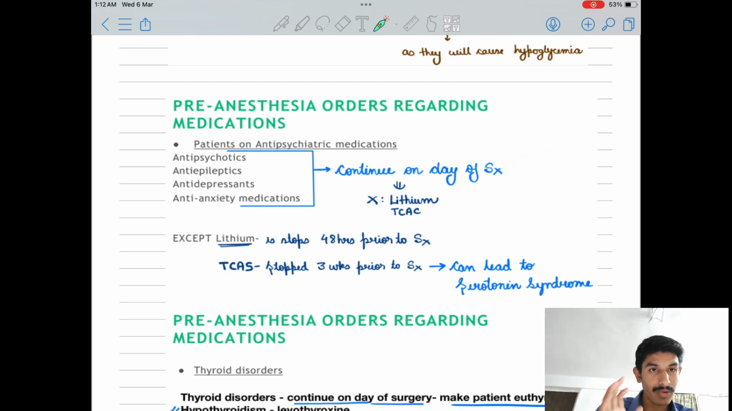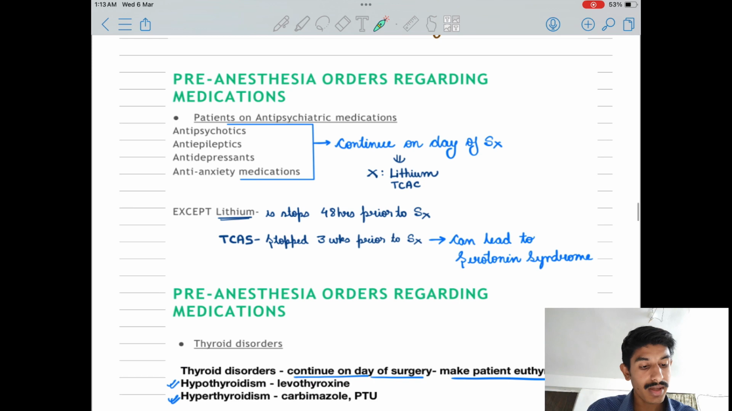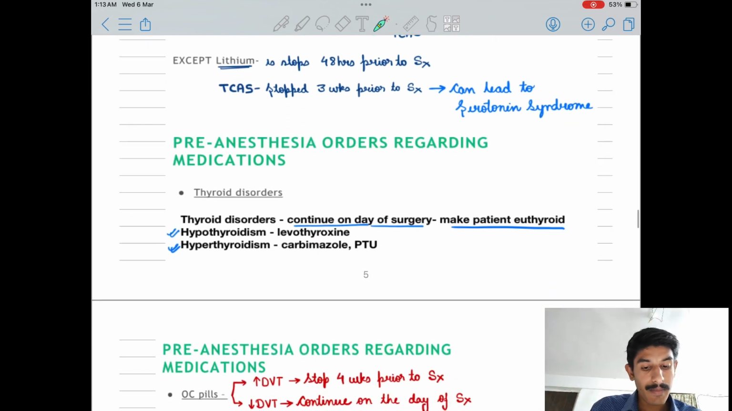But there is an exception for one medicine, which is lithium. You should not take lithium on the day of operation. You should stop lithium 48 hours prior, like 2 days before the operation. Okay, and this second one, I think there is no need for you to learn.